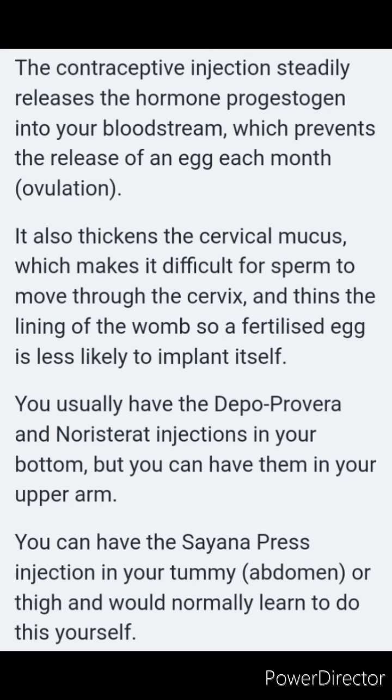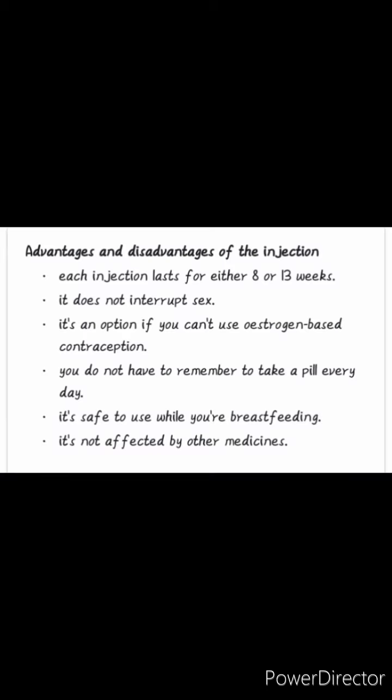So what is the advantage of this and disadvantage of this? Each injection lasts for either 8 or 13 weeks. It does not interrupt sex. It's an option if you can't use estrogen-based contraception. You do not have to remember to take a pill every day, and it's safe to use while you're breastfeeding, and also it is not affected by other medicines.